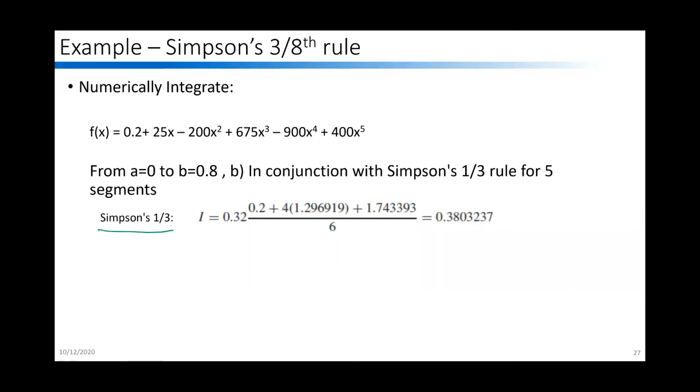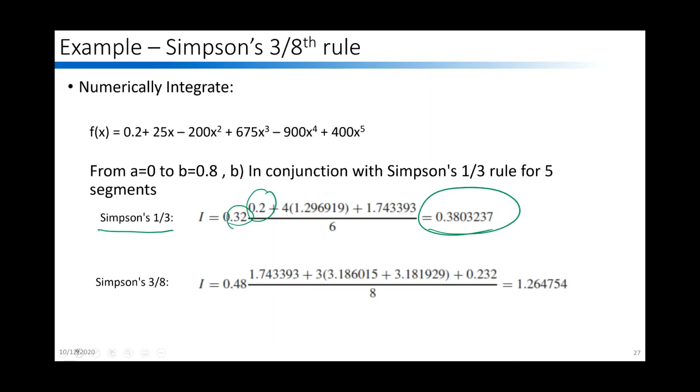So here we have Simpson's 1/3 rule. We had h over 5 multiplied by the appropriate pieces. I can pull out f of x0, which was 0.2, plus 4 times f of x1, which was 1.296, plus f of x2, which was 1.74. So that first piece is 0.38.